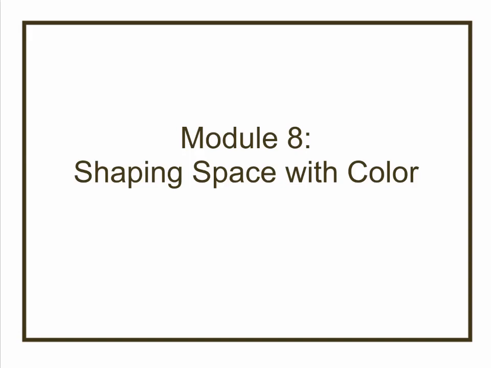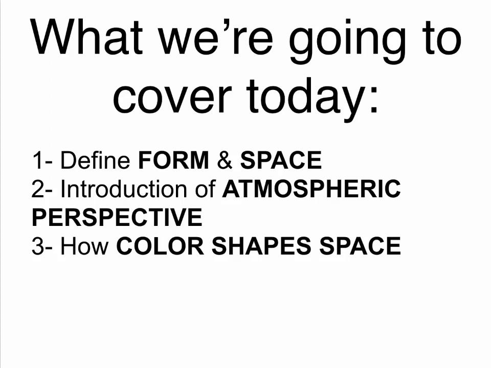Welcome back. Today we're going to be talking about how to create a sense of form in space. In other words, how to shape space with color. In the last three modules, we've been looking at how color creates a strong sense of light through the use of value, hue, intensity, and temperature. Today we're going to begin looking at how color creates a sense of form and space.